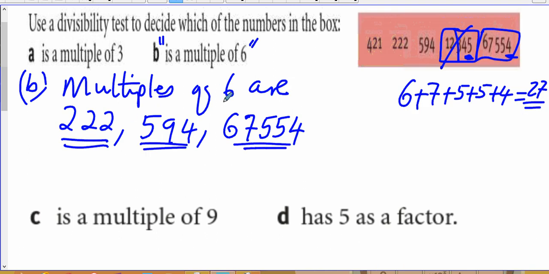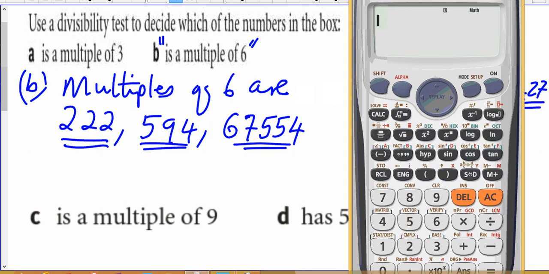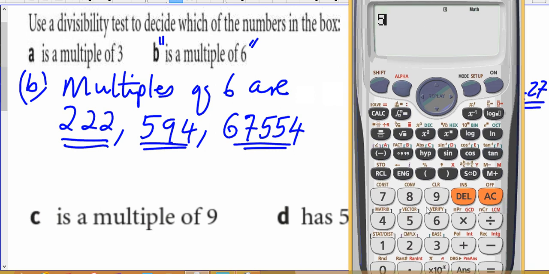Now let us check if our answer is correct. If these numbers are multiples of 6, that means they are divisible by 6. That is what it means. Let us check 2, 2 divided by 6. Do we get a whole number? The answer is yes, we are getting a whole number. How about 5, 9, 4 divided by 6? Do we get a whole number? The answer is yes. How about 6, 7, 5, 5, 4 divided by 6? Do we get a whole number? Yes, of course, we are getting a whole number. Correct.